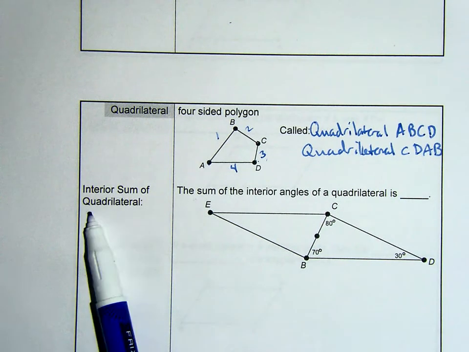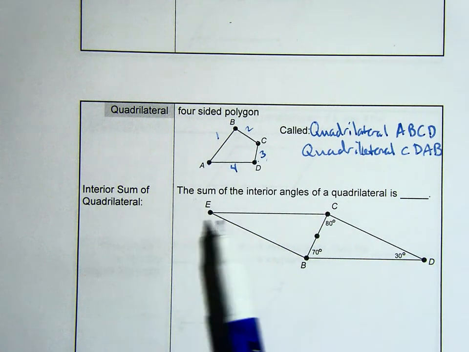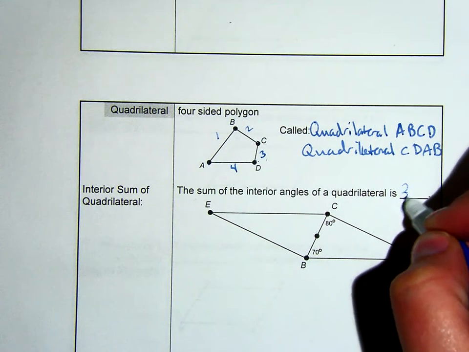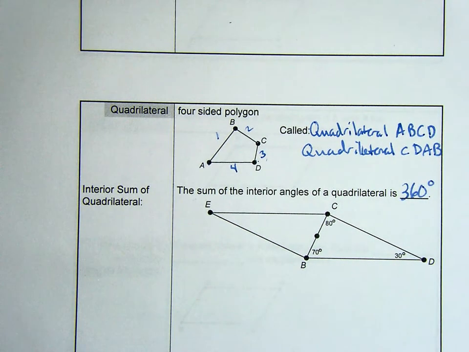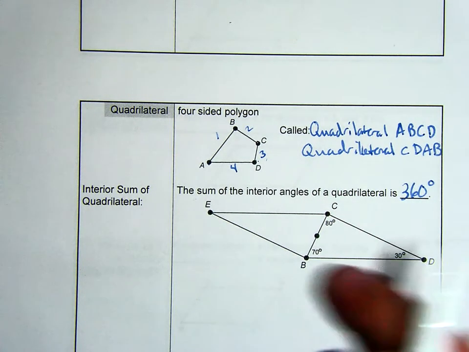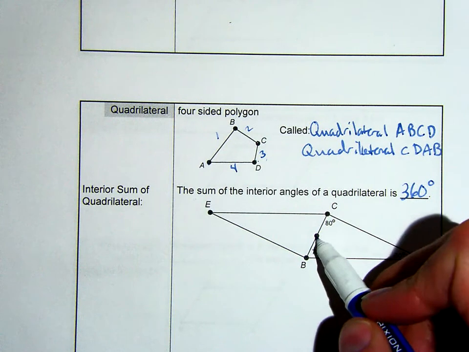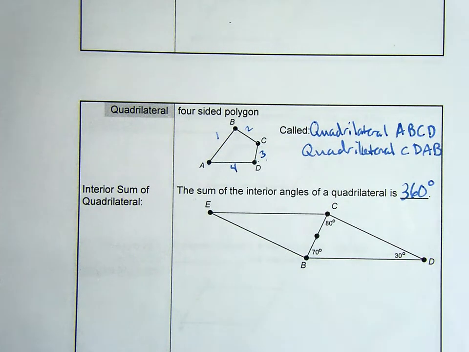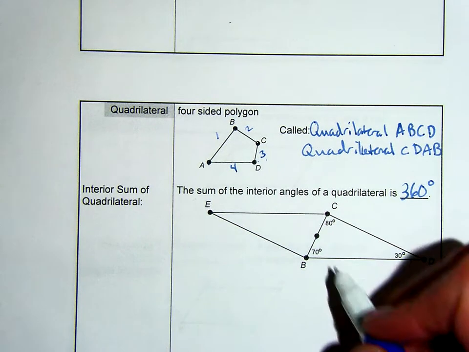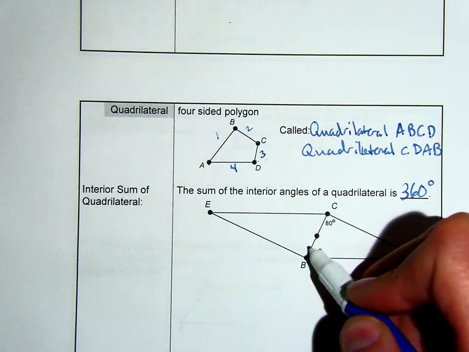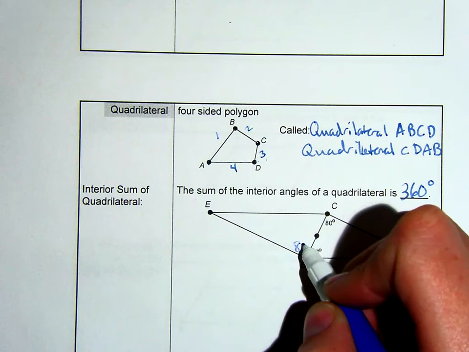Interior sum of a quadrilateral. The sum of the interior angles of a quadrilateral is 360 degrees. To show that that is true, if I take triangle CDB and rotate it around its midpoint, I get triangle EBC, which is a quadrilateral. Now, when I rotate, that would mean that C here corresponds with B here. So this angle would be 80 degrees.